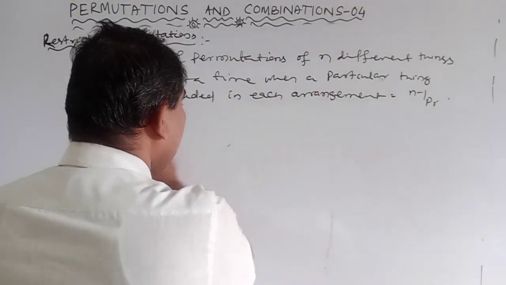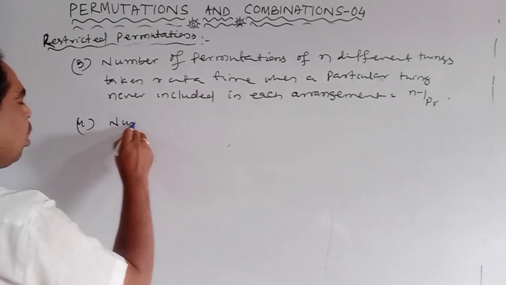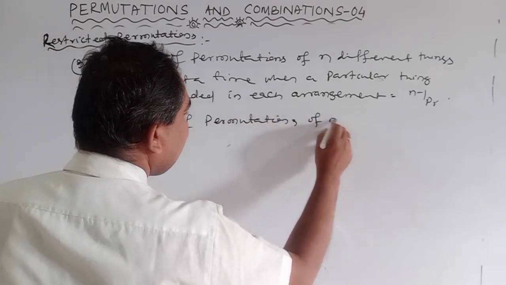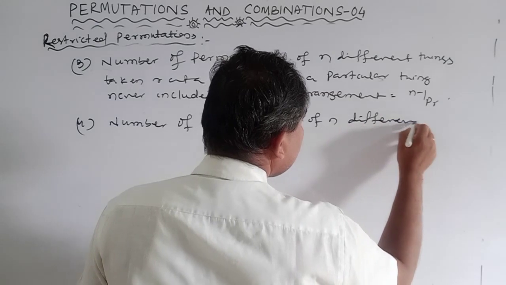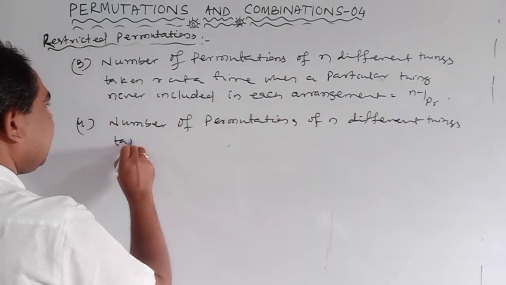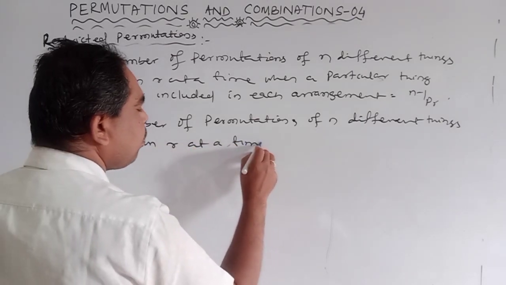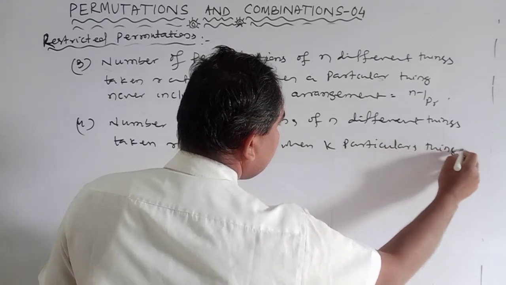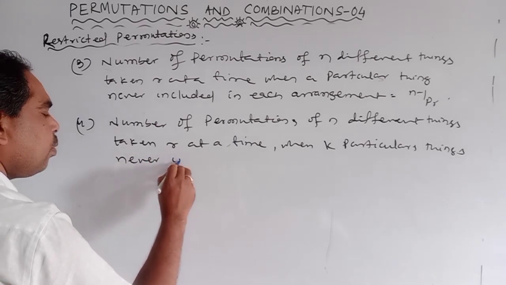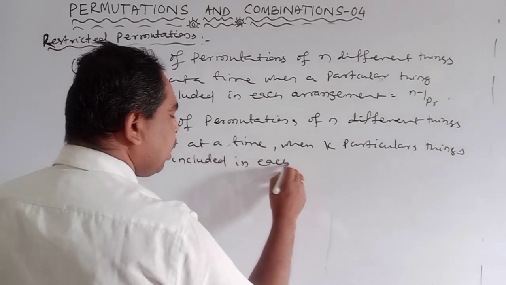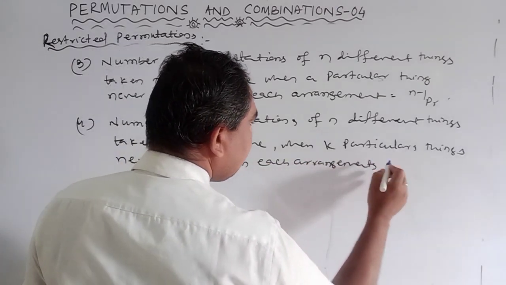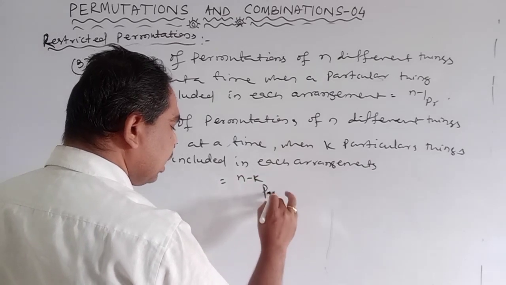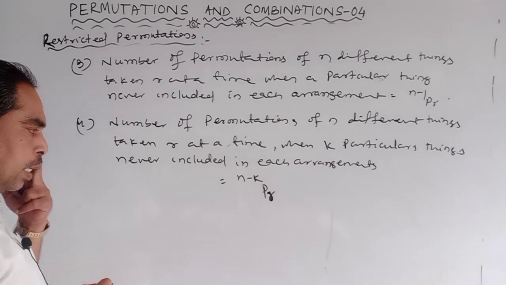Next, the generalization form, number 4: the number of permutations of n different things taken r at a time, when k particular things are never included in each arrangement, is equal to n minus k Pr. Okay, n minus k Pr.